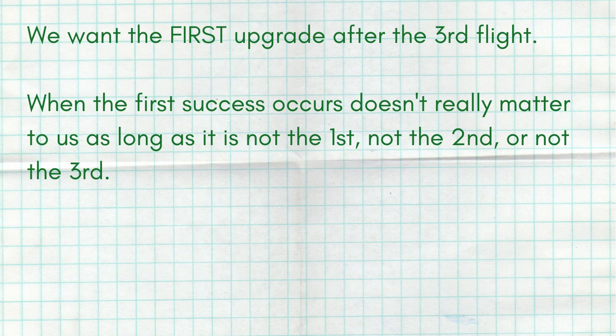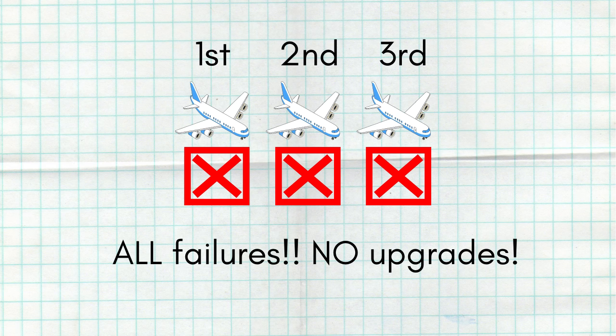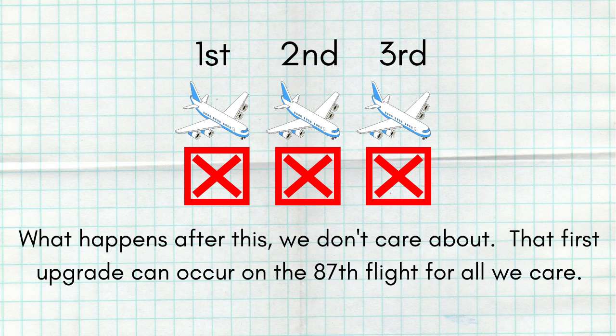The easier way is to just think what we want here. We want the first upgrade after the 3rd flight. When do we get the success? Well, I don't really care, but we do know this. The first 3 flights have to be failures. Then, when does that first success come? Well, I don't really care as long as it's after the 3rd flight.